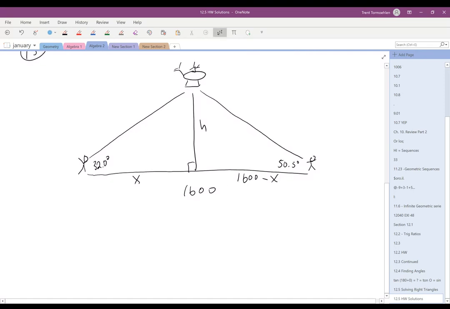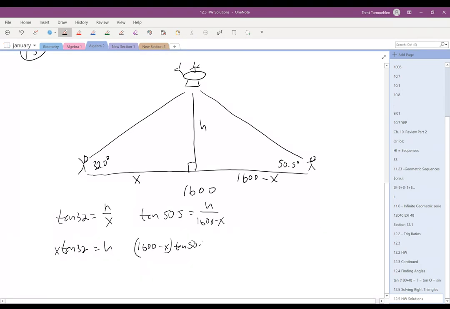And so now when we write some equations, we say, for example, the tangent of 32 equals h over x. And we say the tangent of 50.5 equals h over 1,600 minus x, right? Opposite over adjacent. Solving this equation isn't too bad because both of these can very easily be solved for h, right? H and h. So we can then set this equal to this because they both equal the same thing.